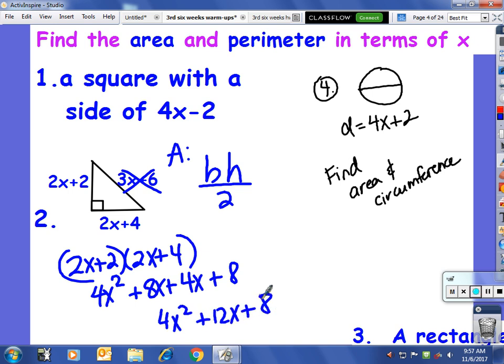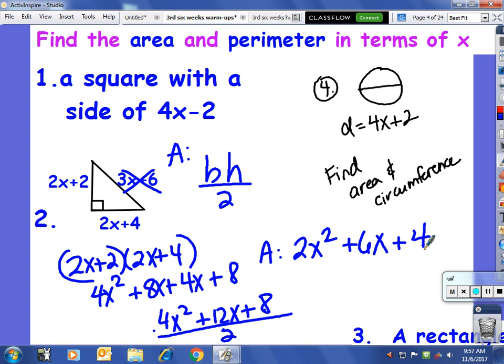Now remember, that's just the base times height. I still have to divide everything by 2. When you divide by 2, all that's affected are the coefficients. It's like you're factoring a 2 out of the top. So what will the final answer be for area here? Very good. 2x squared plus 6x plus 4. That's the area.